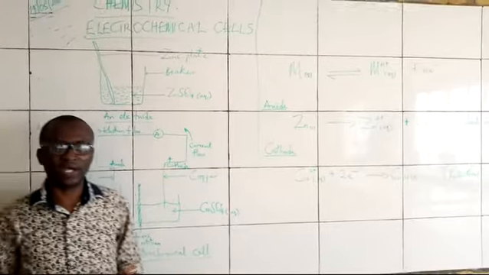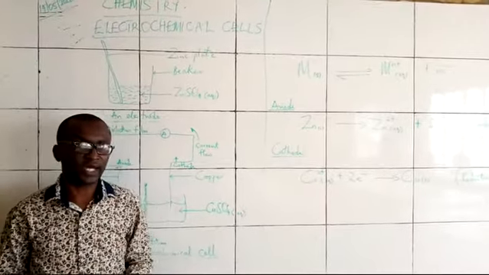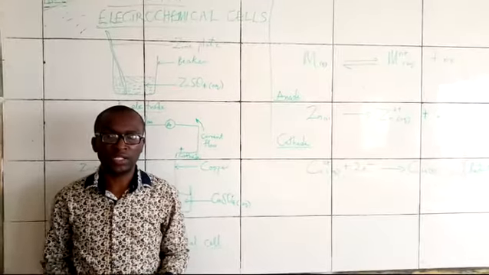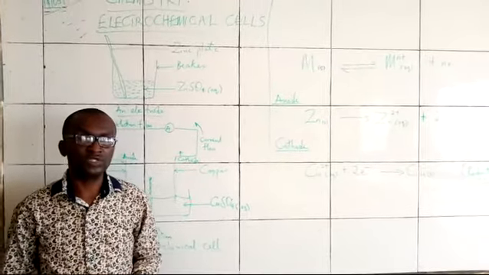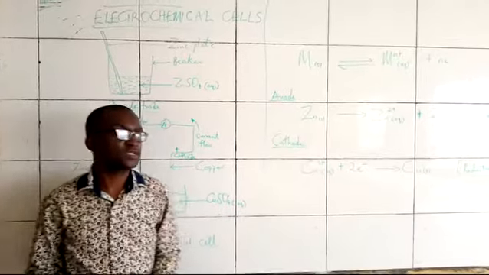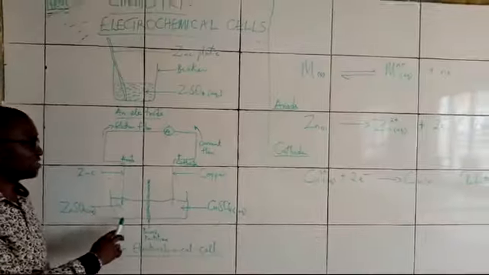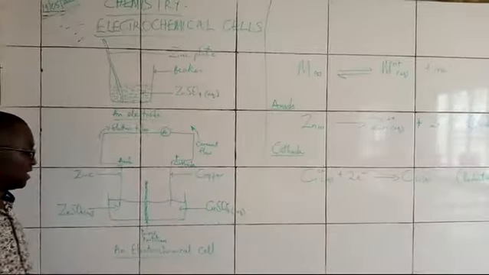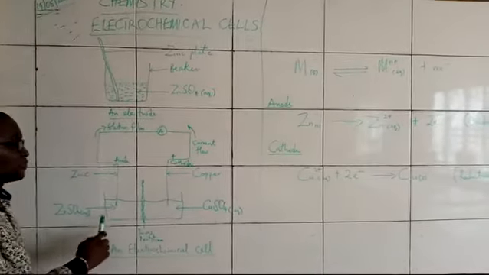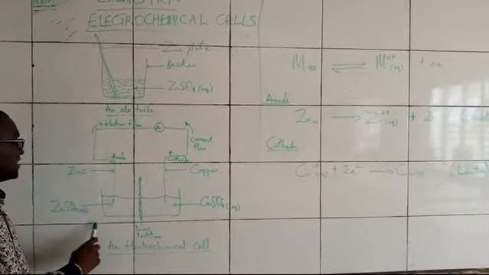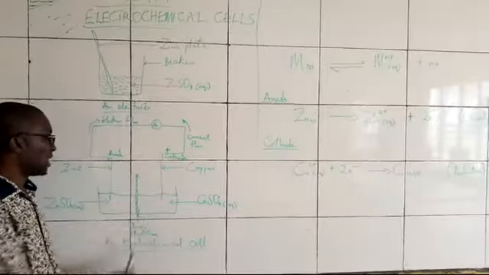So when we have another half cell joined together by a porous partition or a salt bridge, that will constitute an electrochemical cell. Now let's look at the diagram we have on the board. This is an example of an electrochemical cell. Here we have two half cells, of zinc and that of copper.